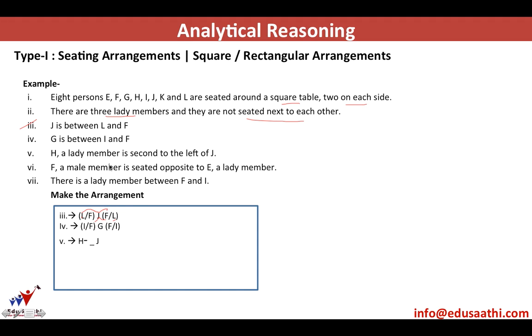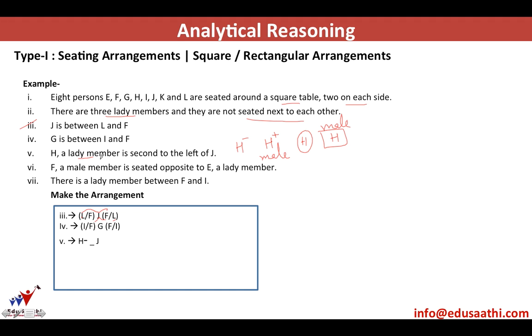Now the fifth is saying H, a lady member. Here, a thing to be noted: whenever a gender is specified, we have two notations that are most commonly used. H with a superscript of a negative sign denotes a lady. If it is a plus sign, it denotes a male. Another thing you could use is H with a circle outside it for a lady, and H with a square outside it for a male. These are the most commonly used signs, but you are free to use your own signs. To save time, whatever suits you, please use that.